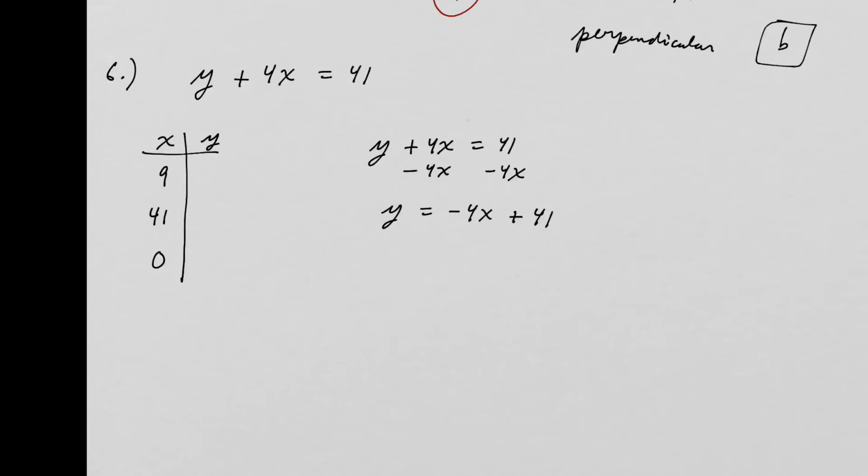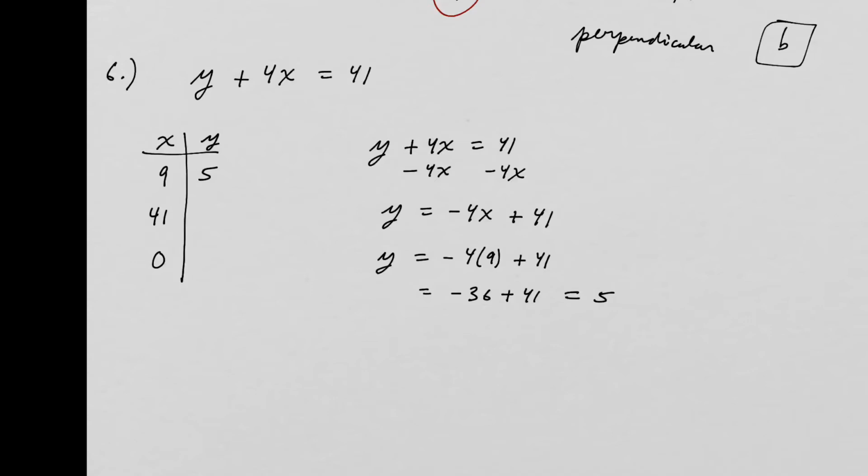So for the first one, if x is 9, then I have what? Negative 4 times positive 9 is negative 36. And negative 36 plus 41 is a positive 5. So I guess this is going to be 5.